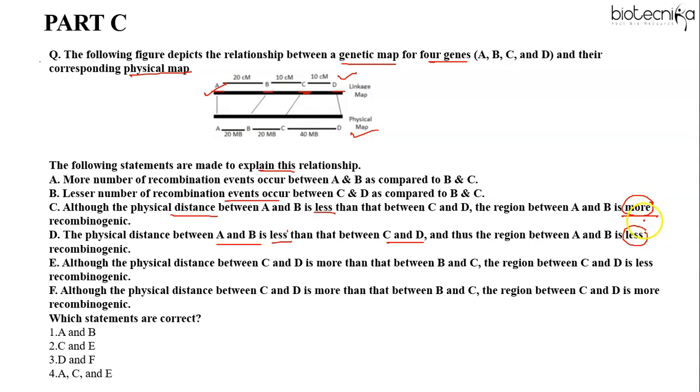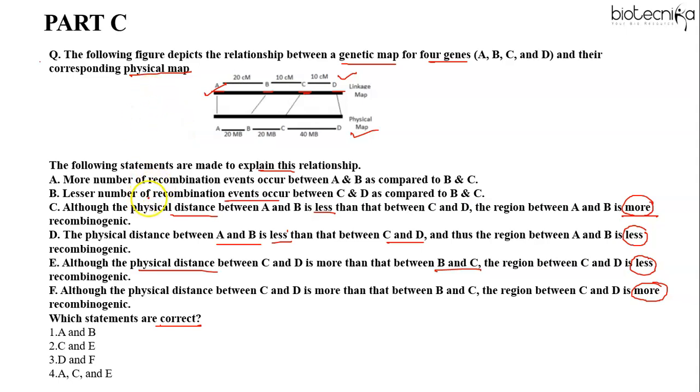So you have to read the statements carefully. And then statements E and F are again contradictory. Statement E is: the physical distance between C and D is more than that between B and C, and the region between C and D is less recombinogenic. Whereas according to statement F, the region between C and D is more recombinogenic. So you have to choose the statements which are correct. Although this question appears lengthy, such types of questions are very easy. You just need to learn to analyze the figure given, the map given, and based on that go through the statements and find out whether they are correct, and maybe in the exam incorrect statements can also be asked. So what is the strategy of solving such questions?